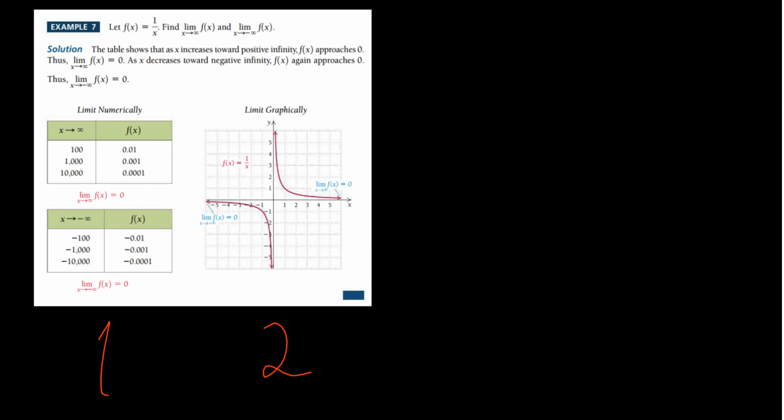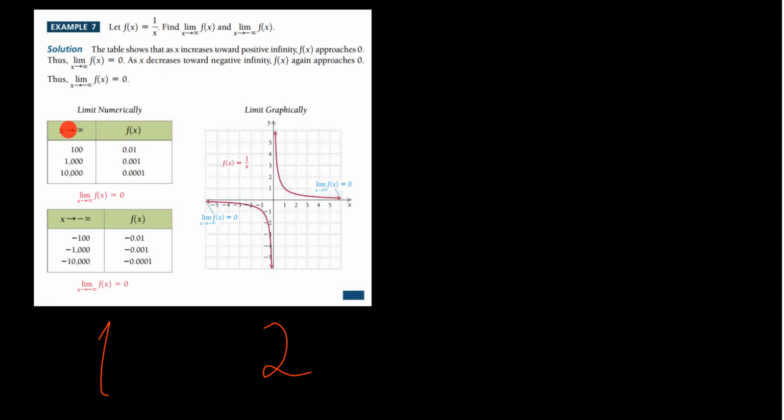If we didn't do it graphically and did it algebraically, you'll get to the exact same solution. You may have to plug these numbers in. If we plug in 100 as x approaches infinity, that is 1 over 100, or in other words, 1/100th.